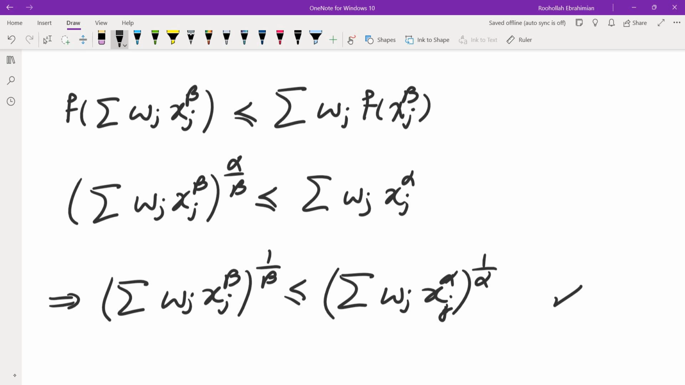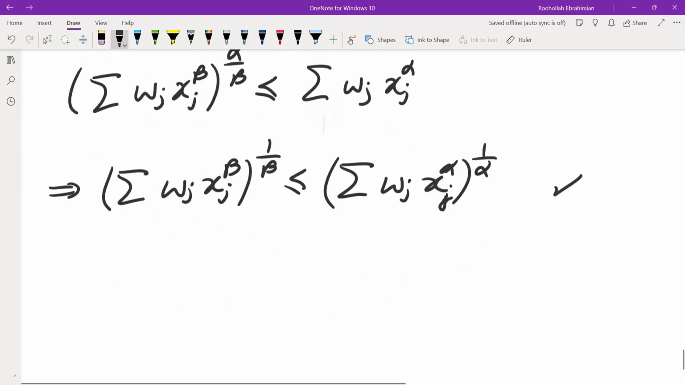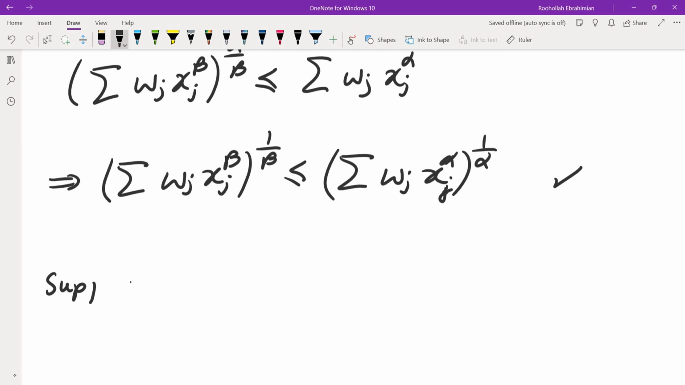So this is the case when alpha and beta are both positive. Now suppose that alpha and beta are both negative. Suppose beta is less than alpha and they're both negative.